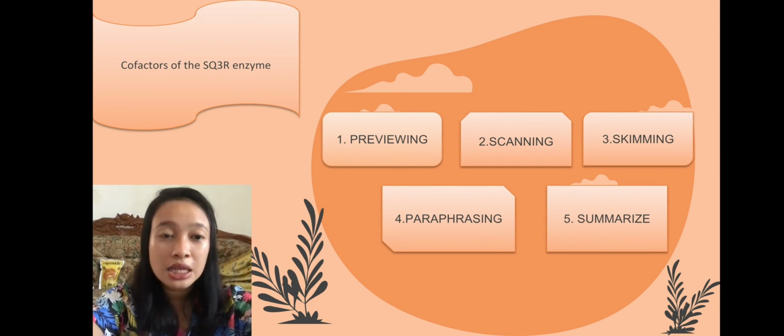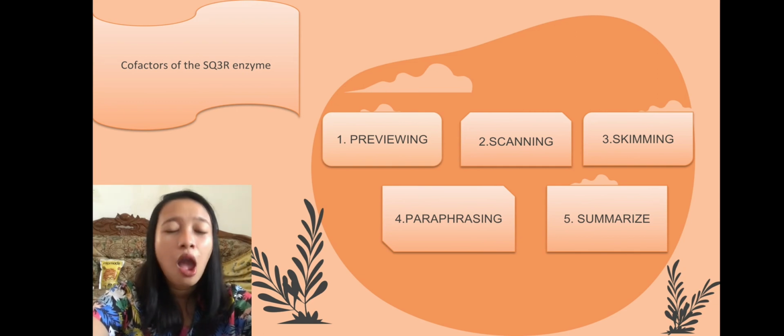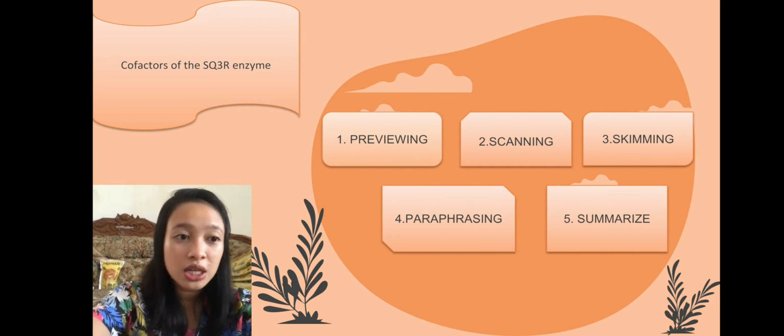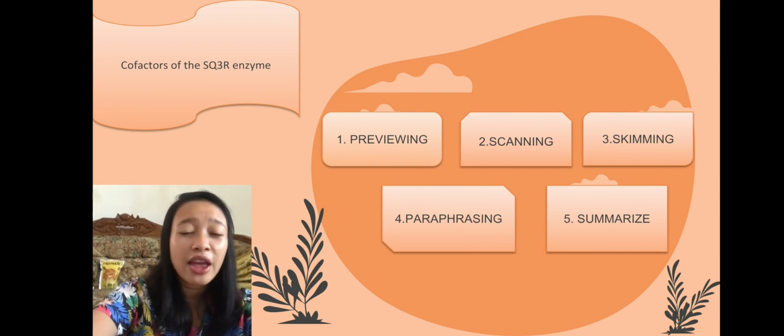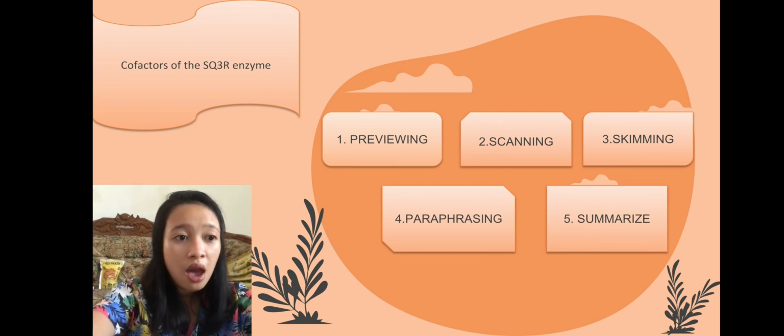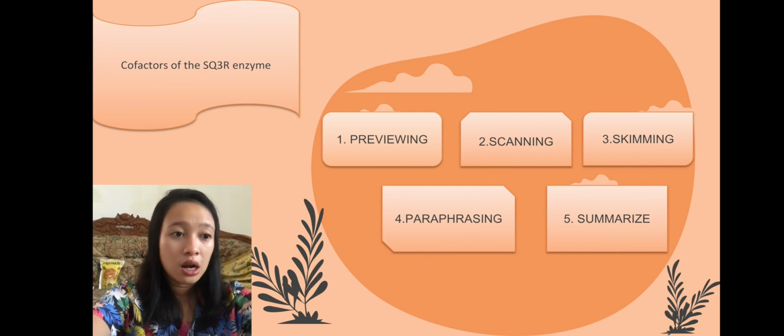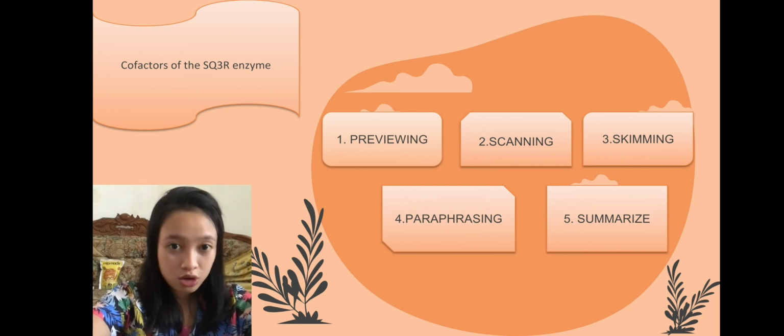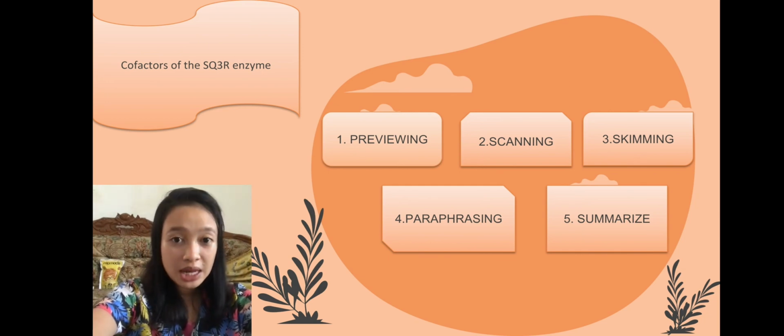And for the last is summarizing. Summarizing is shortening the original by highlighting key points in their original order in your own words. The next will be continued by my friend.